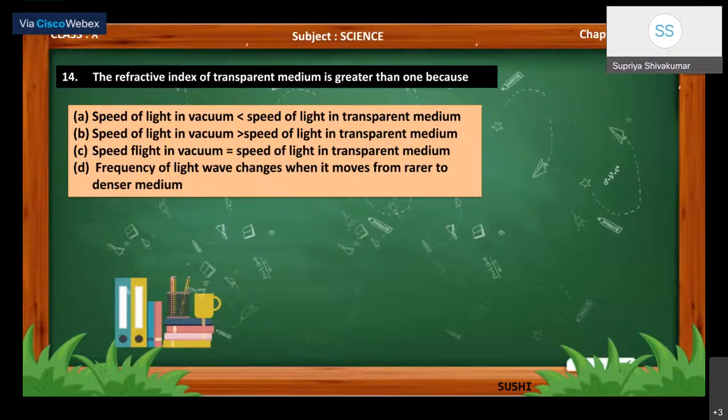The refractive index of transparent medium is greater than 1. Yeah, okay. Is it option A? Yes, ma'am. Just check out. Option B. Option B. The speed of light in vacuum is greater than speed of light in transparent medium.